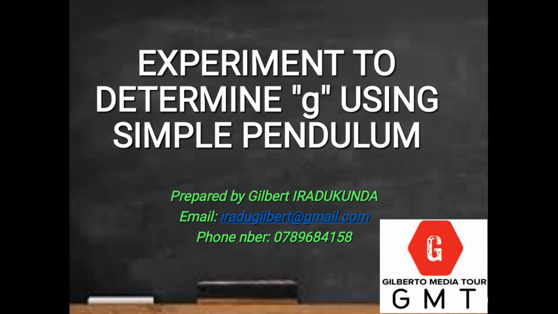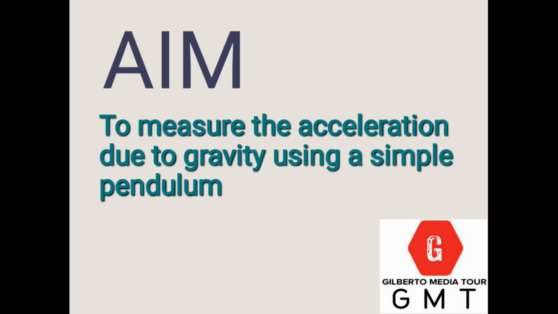Today we continue discussing physics, where we continue to discuss an experiment to determine the acceleration due to gravity g using a simple pendulum. It is very important to know this because in the determination of acceleration due to gravity, we can use various methods, such as a simple pendulum or a helical spring. Now, we are going to continue by discussing the use of a simple pendulum to determine the acceleration due to gravity.